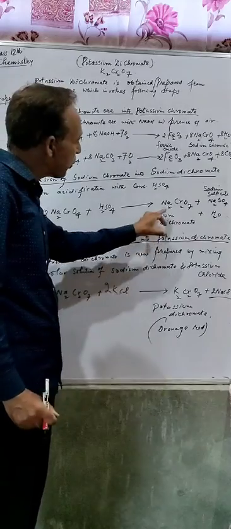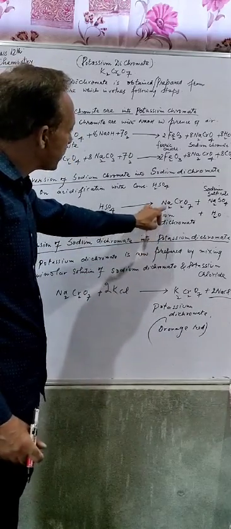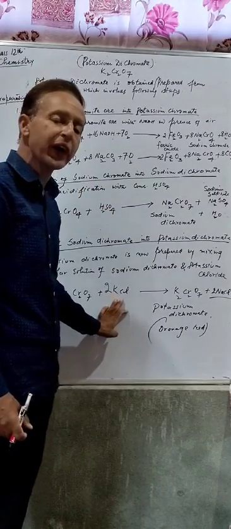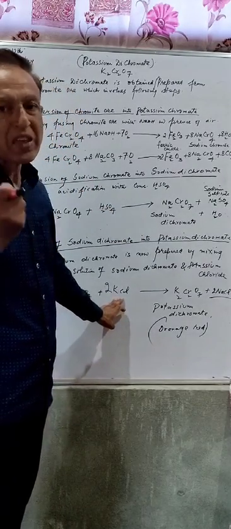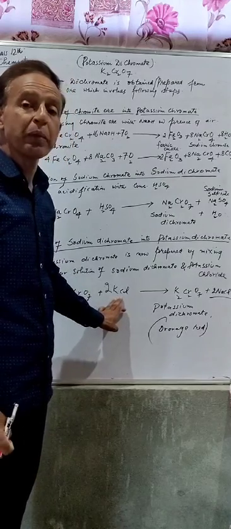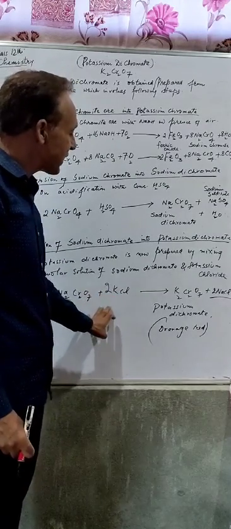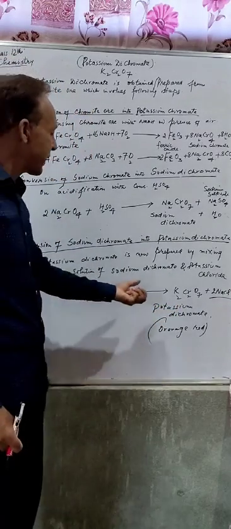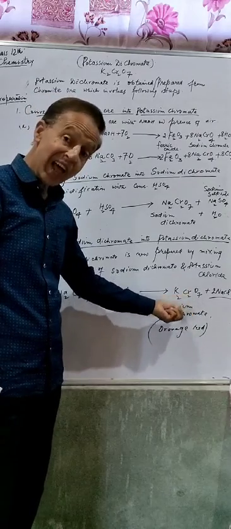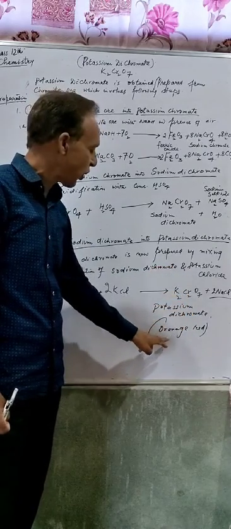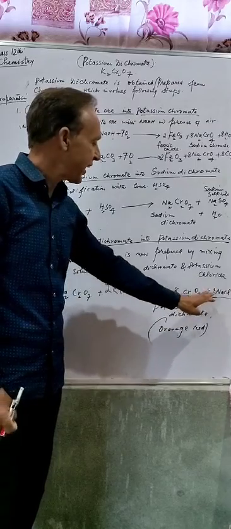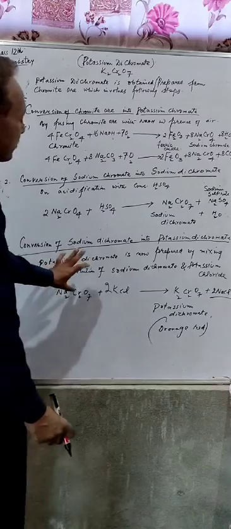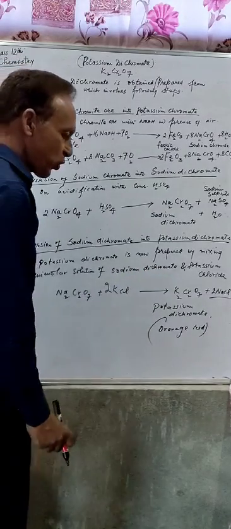So here we have to remember one more thing: we take the sodium dichromate and mix it with an equimolar, measured quantity of potassium chloride solution, and we get potassium dichromate. This potassium dichromate crystallizes out from the solution in the form of orange crystals, leaving behind the sodium salt in the solution. So in this way we prepared potassium dichromate.